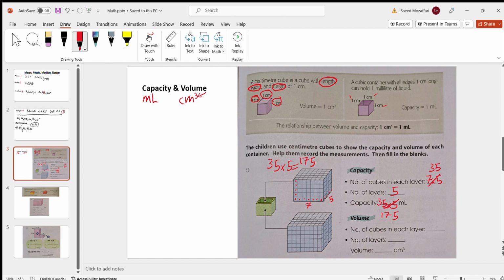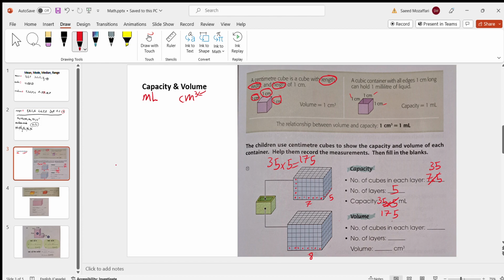Number of cubes in each layer: 1, 2, 3, 4, 5, 6, 7, 8. Just gonna write that, 8. Then 1, 2, 3, 4, 5, 6. 6. So you have to write 8 times 6, simply 48.